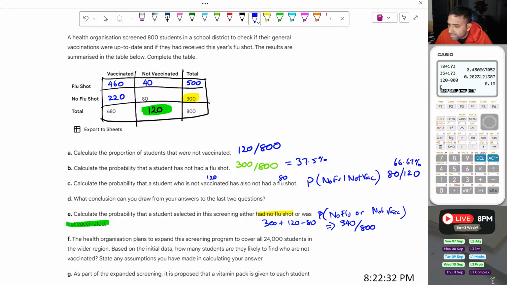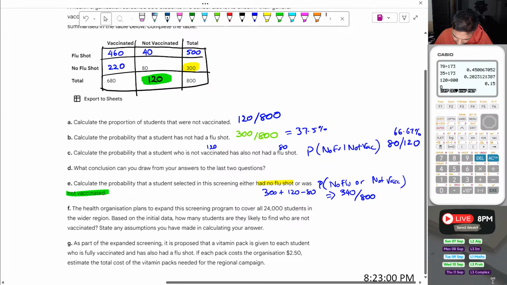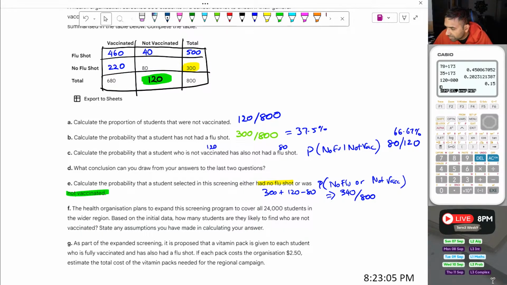This is two-way tables, Massey, in probability level 2. Let me know if you have any questions with question E. Hey, Leila, welcome back. And then we can actually go through the next lot of questions. Okay, if we're good with that.